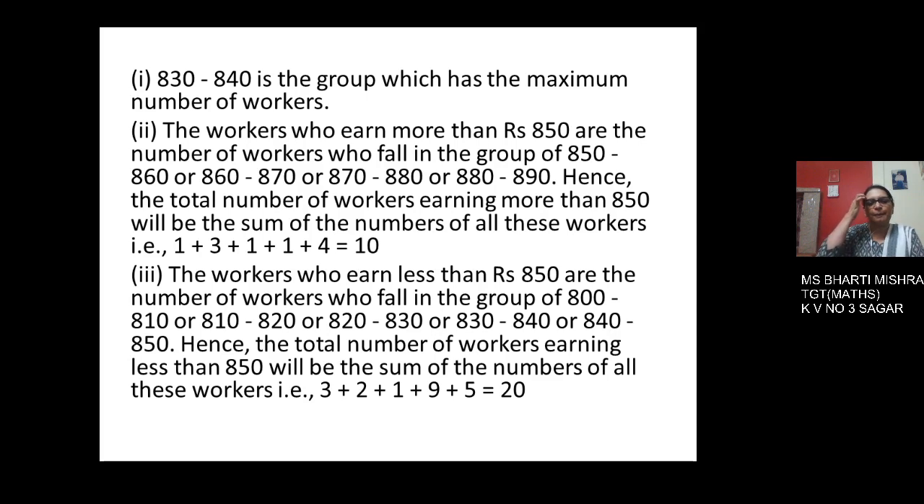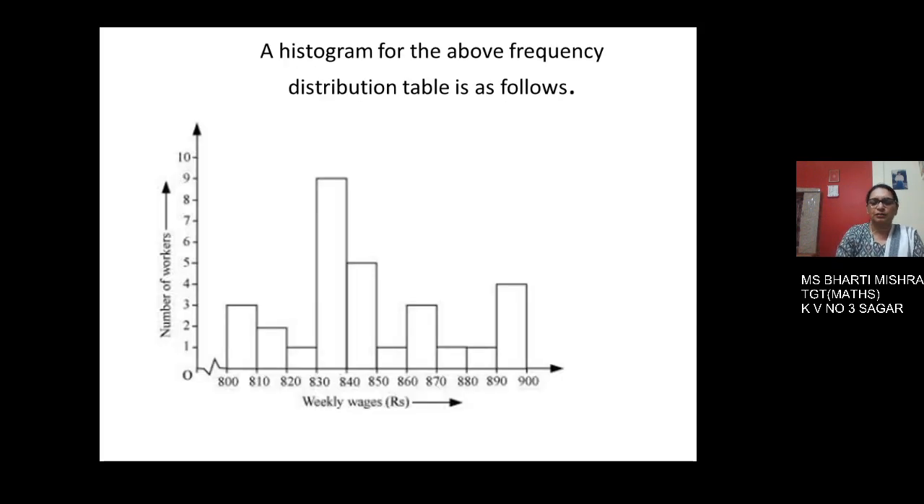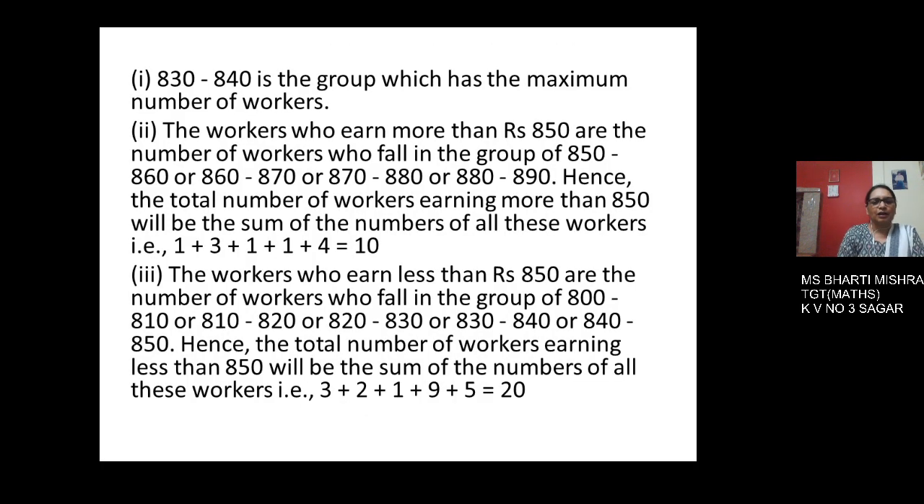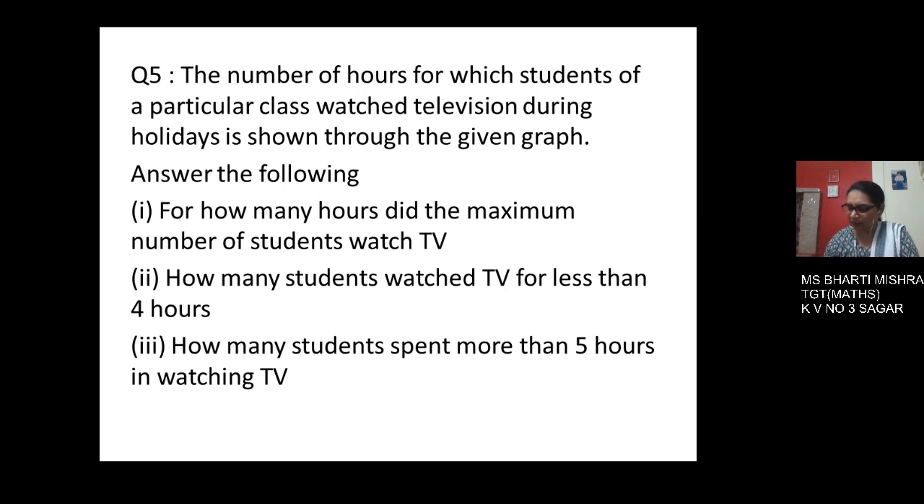Now the next question we have to answer: how many workers earn less than rupees 850? Here again, in the same way, you will count all the frequencies given before 850. You write the frequencies and add them, and that comes to be 20. Now coming to the next question, that is question number 5.